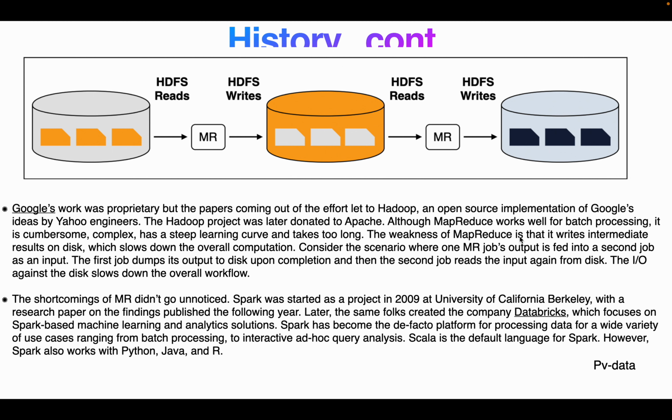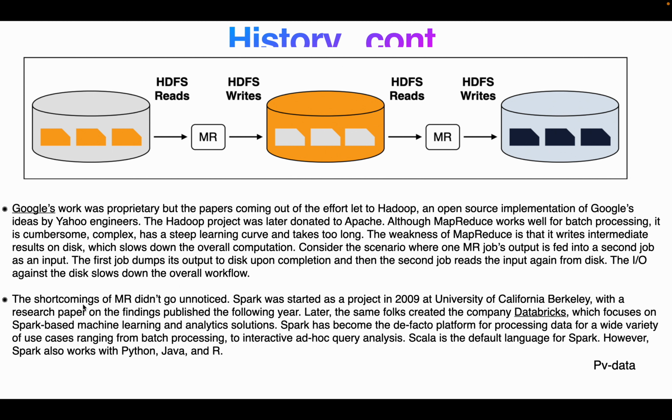The weakness of MapReduce is that it writes intermediate results to disk, which I mentioned before, and which slows down the overall computation. Consider the scenario where a MapReduce job's output is fed to a second job as input. The first job dumps its output data to disk upon completion, then the second job reads its input from the disk again. The IO against the disk again slows down the overall processing.